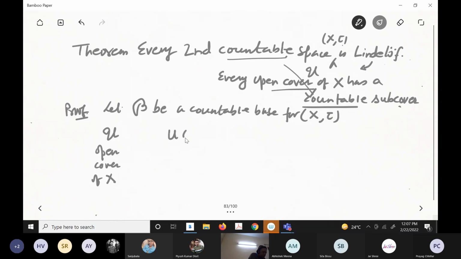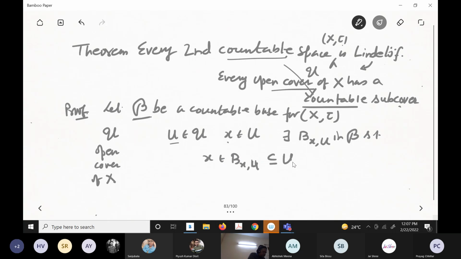Take any U belonging to the cover, and then take x belonging to U. Now since this is a base, depending on U and depending on x, you will get a member, which he is calling B_xU. By the definition of base, there exists B_xU in B such that x is in B_xU, which is a subset of U.